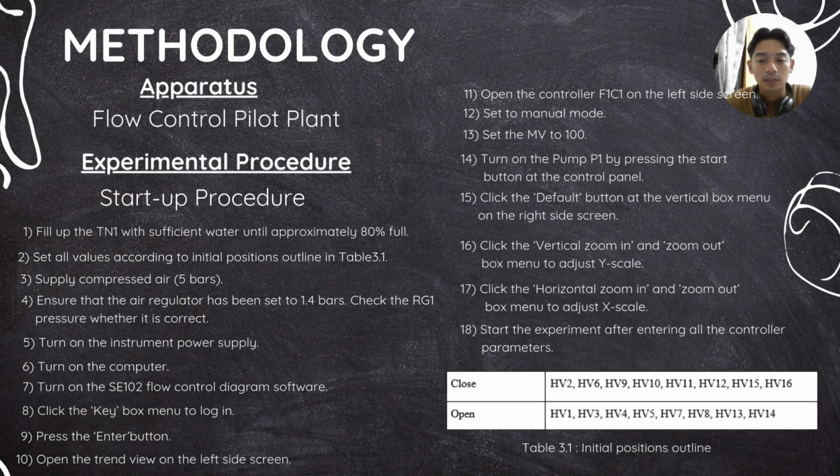The 14th step is to turn on the pump P1 by pressing the start button at the control panel. Then we click the default button at the vertical box menu on the right side screen. The 16th step is to click the vertical zoom in and zoom out box menu to adjust the Y scale, and click the horizontal zoom in and zoom out box menu to adjust the X scale. And the last one, we can start the experiment after entering all the controller parameters.